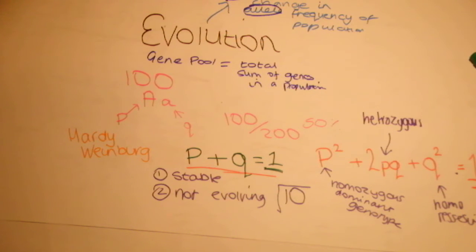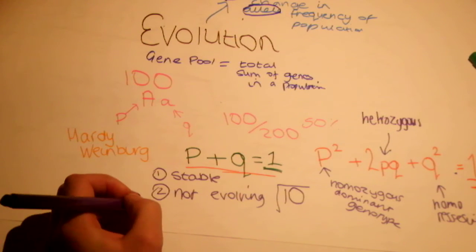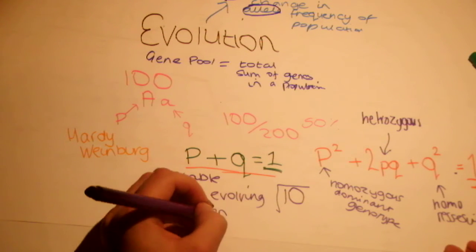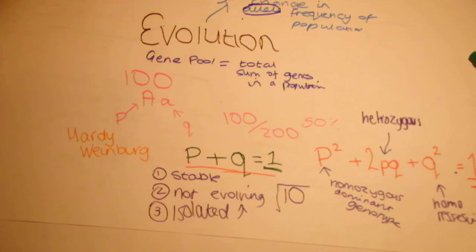Then you put them into the equation and find all three of the genotypes, or whatever is in the question. The Hardy-Weinberg principle assumes theoretical breeding populations of diploid organisms that are large and isolated. So stable and not evolving needs to also be isolated, because if it was not on its own, it would interact with other organisms that are outside the community.